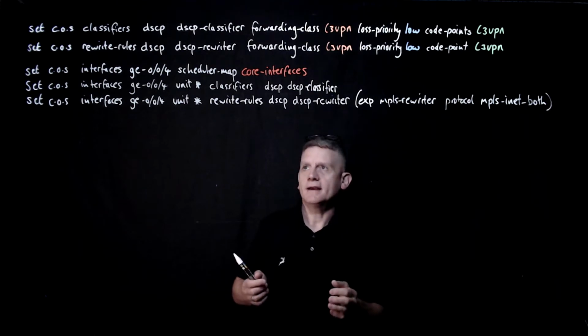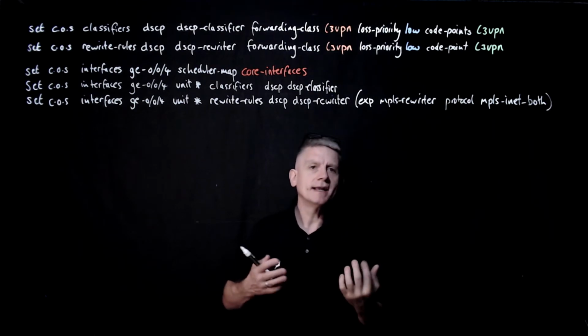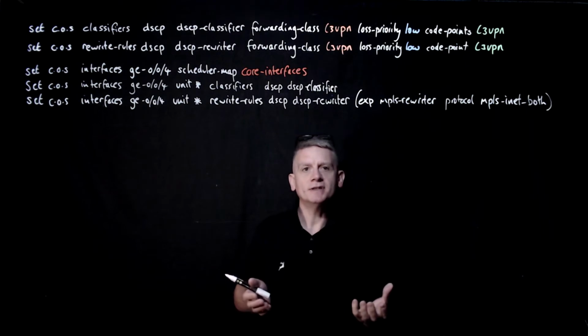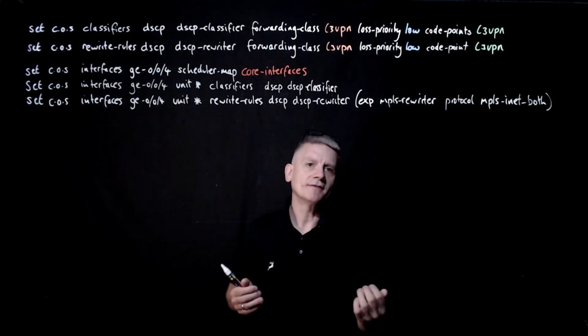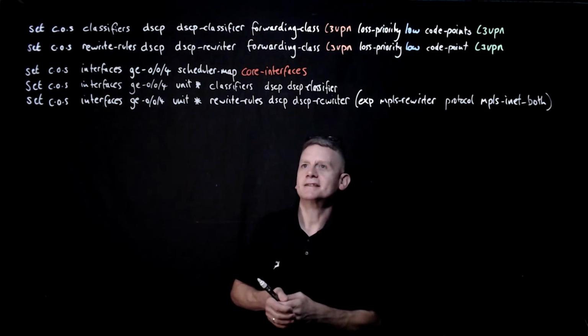So the rewrite and the classifier really are effectively mirror images. One is storing into the forwarding class and one is reading from it and writing it into the packet.